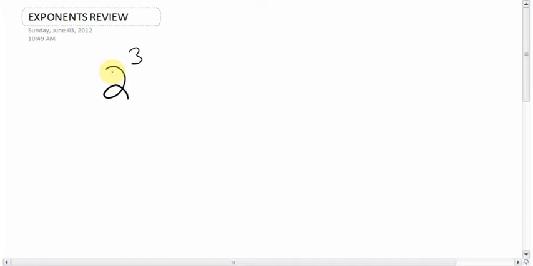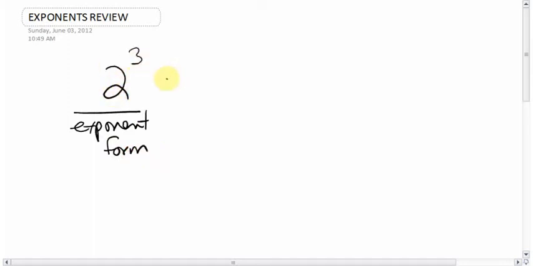Okay, so now let's take a look back at how we did exponents and what they're all about. This is an example of an exponent. You've got a big number with a little number. This is called exponent form. You would say this, 2 to the power 3.